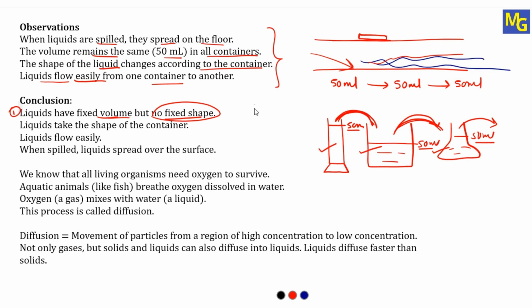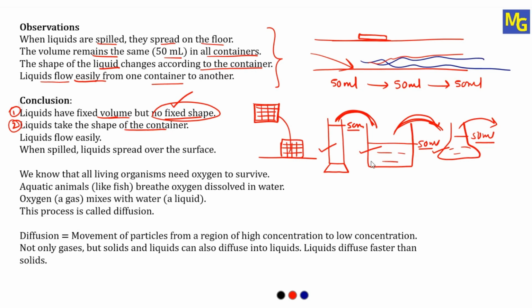In case of solids, you have seen, if this is a square shaped solid box, if you keep this solid box on the table, it will have the same shape. If you throw this solid box on the floor, still it will have the same shape. Means solids have fixed shape, fixed volume. But in case of liquids, they have fixed volume but no fixed shape. This was the first conclusion. Now the second conclusion is, liquids take the shape of the container.